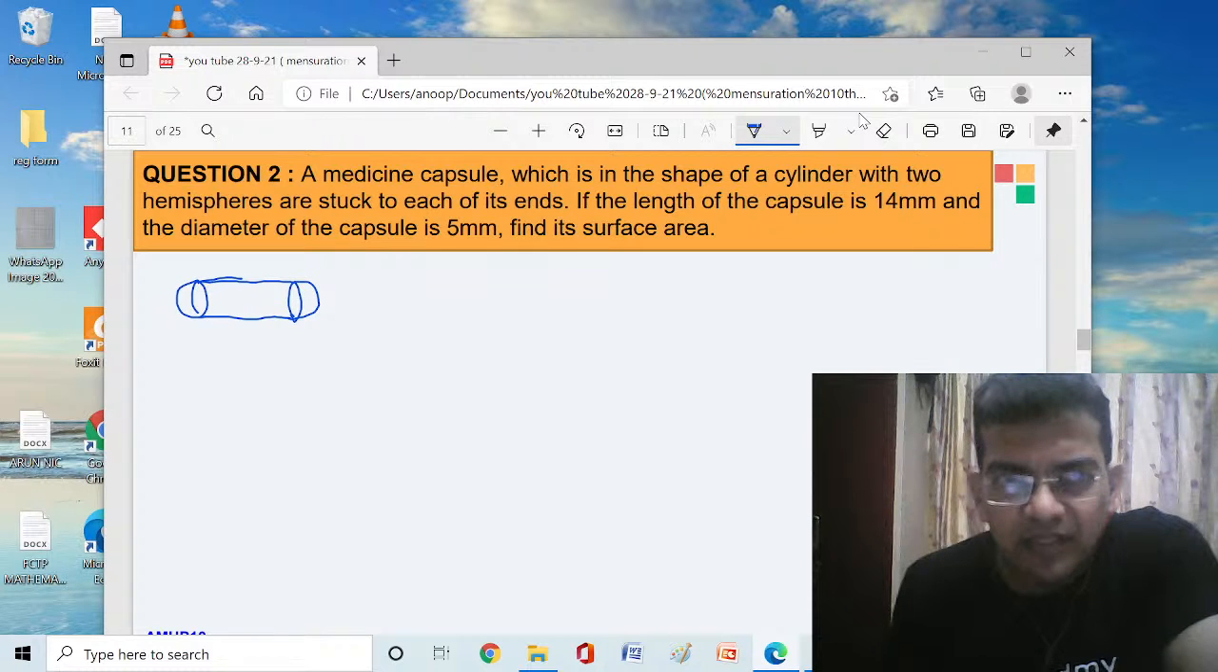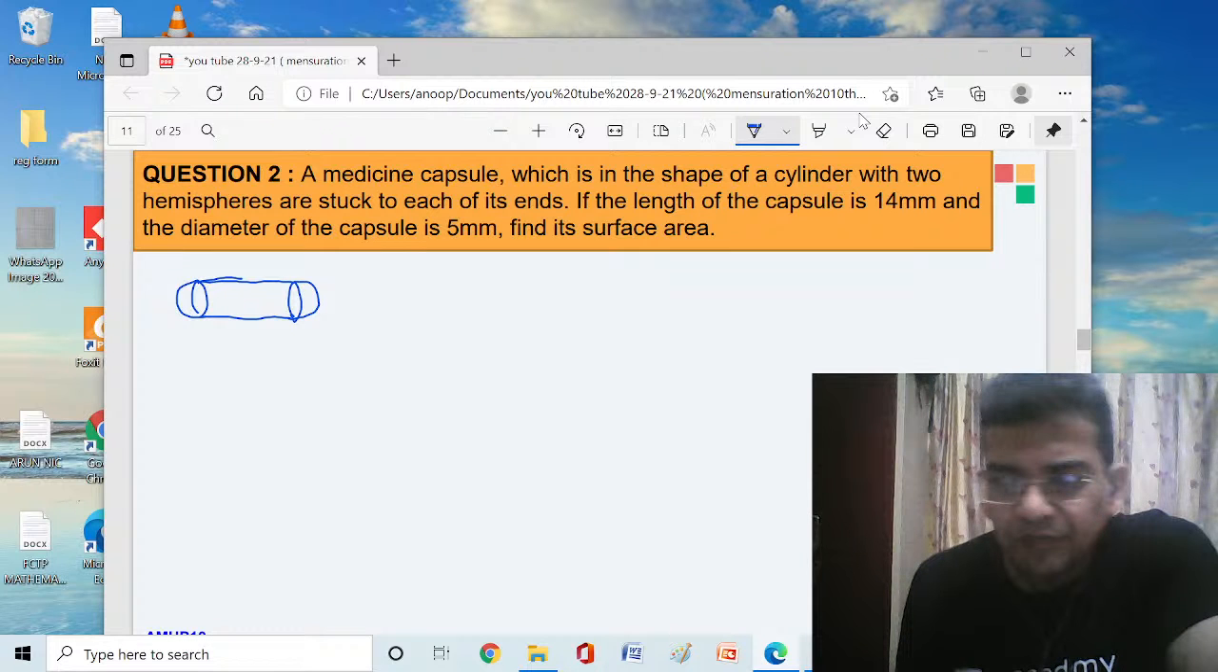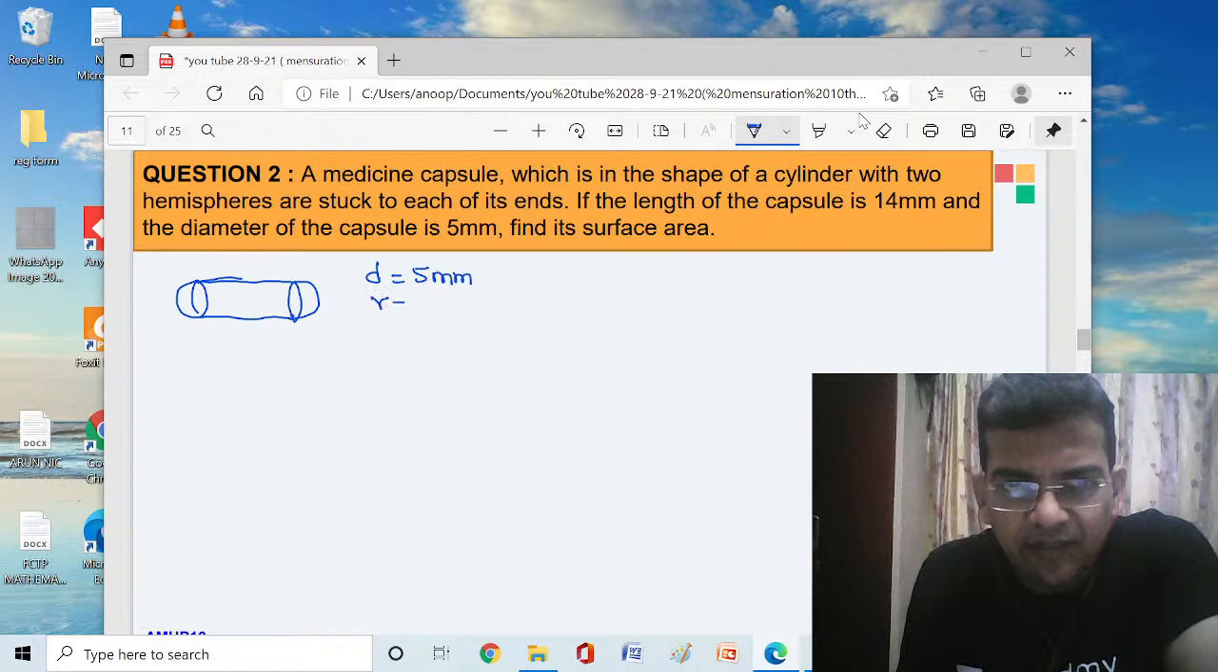Now in this figure, these are the figures which you can say are surmounted, cylinders surmounted to a hemisphere or hemisphere surmounted with the cylinder. So remember here radius will be same. The length of the capsule is given and the diameter of the capsule. Now see, diameter of the capsule is given 5 millimeter. So if I take half of it, I will get the radius 2.5 millimeter.